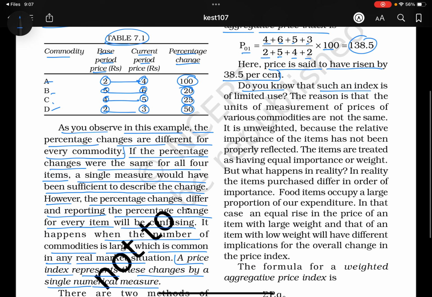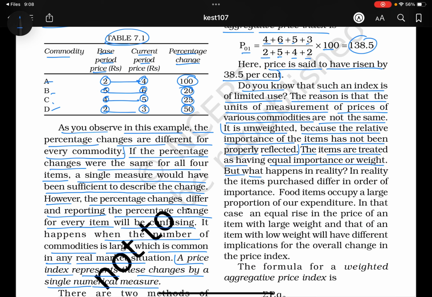Do you know that such an index is of limited use? The reason is that the units of measurement of prices of various commodities are not the same. It is unweighted because the relative importance of the items has not been properly reflected. The items are treated as having equal importance or weight.